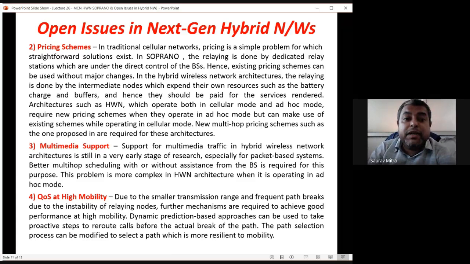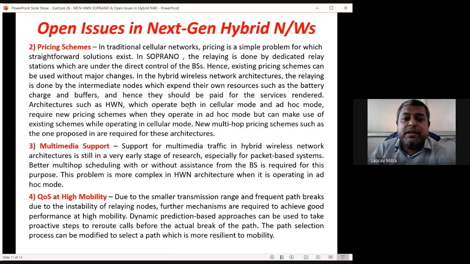So that is where the name SOPRANO has come from, because in case of SOPRANO, all the intermediate nodes are controlled by the base station. So it is not only the base station who will be charging the users of SOPRANO, but the intermediate relay nodes, repeater nodes, they can also charge the user for the service that they are offering. That is what they are saying. In the hybrid wireless network architecture, the relaying is done by intermediate nodes or repeater nodes, which spend their battery, their resources, bandwidth, and buffers. Hence, they should be paid for the services that they are rendering or offering.